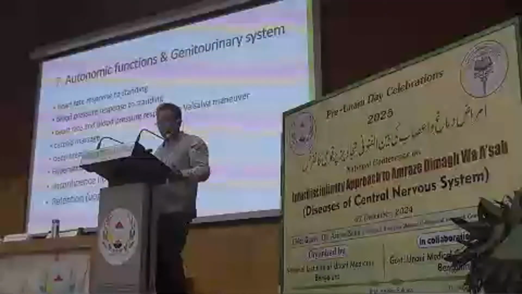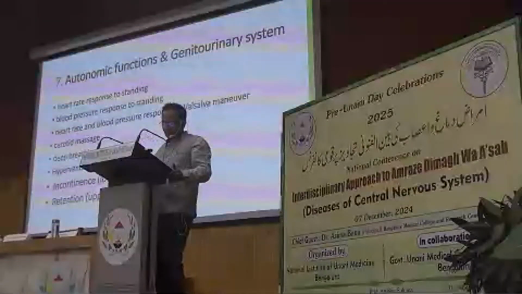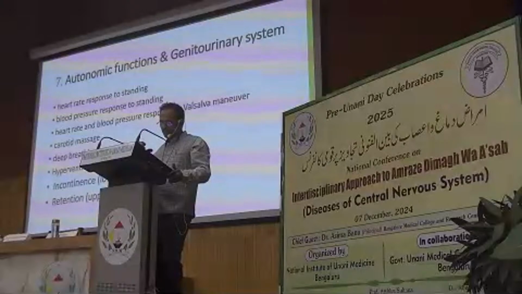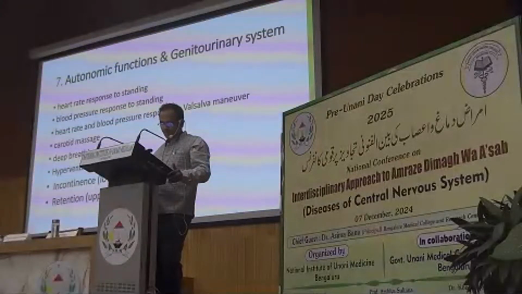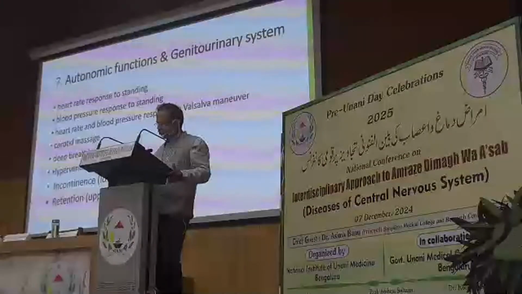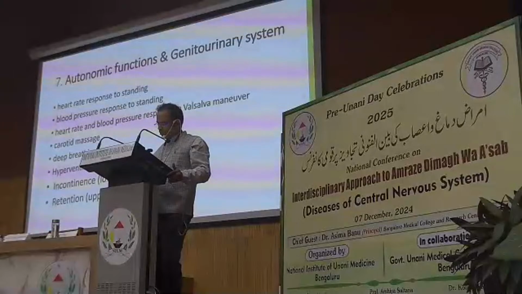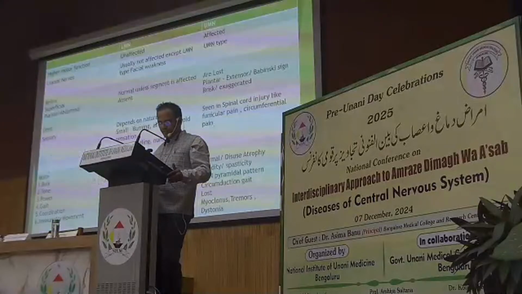Coming to carotid massage, if you do the carotid massage, the patient's heart rate should fall because of the vagal nerve stimulus. Same thing happens with deep breathing and hyperventilation. And coming to retention, it usually happens where the patient is not able to pass urine. It happens in upper motor neuron involvement. Incontinence is where the patient has involuntary passage of urine. It usually happens in lower motor neuron involvement and in autonomic nervous system pathologies. So, summarize LMN and UMN.